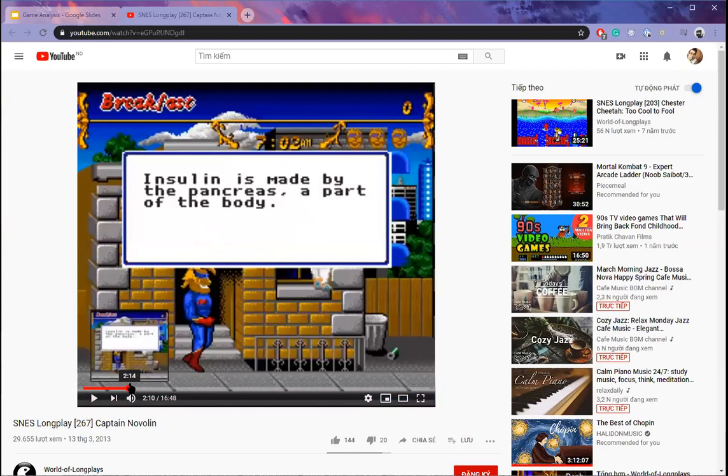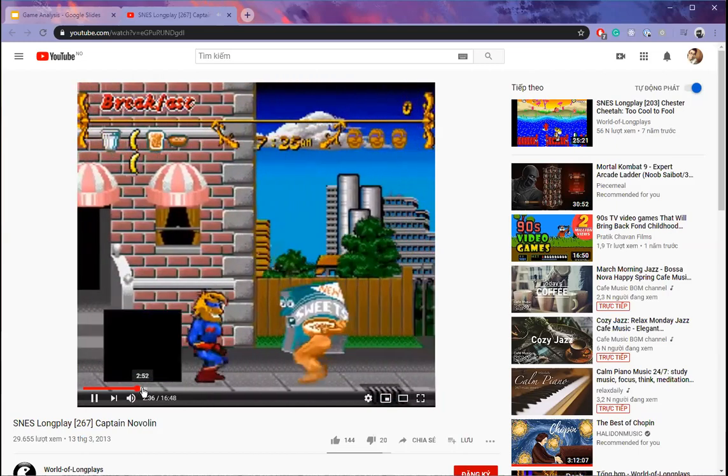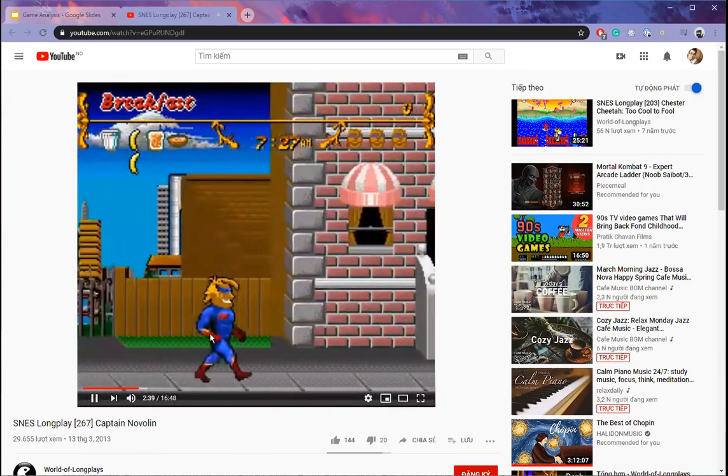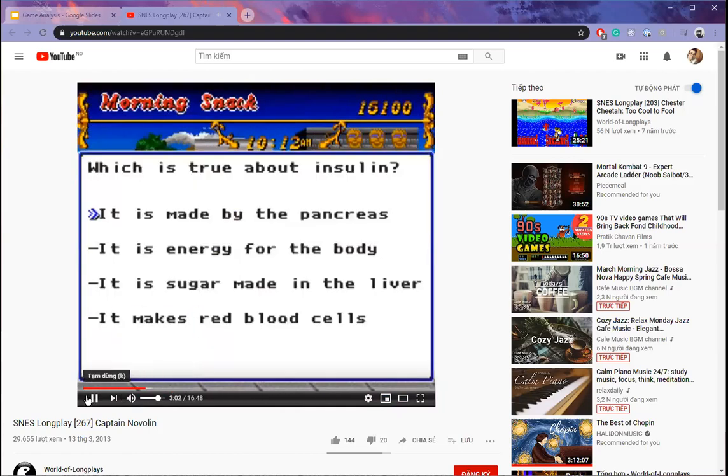And at the beginning of every level, I think, it will have a message to show you knowledge about diabetes, I guess. And then you just go around avoiding junk food and collecting healthy food. At the end, there's a quiz about the message at the beginning. Yeah, so that's about it.